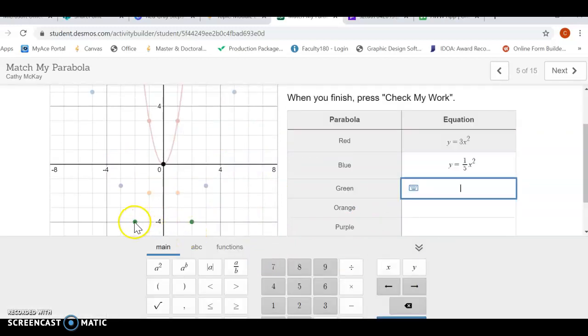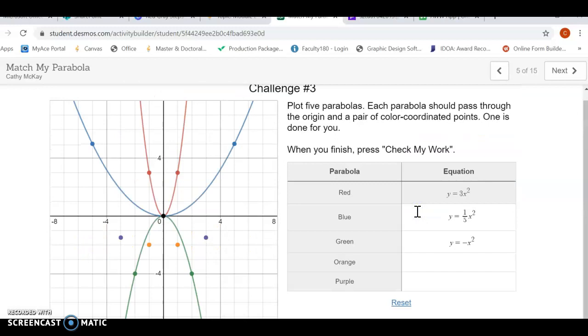Now the green one, notice how this is on the bottom, okay? And notice how it is about the same, or what we would call a parent function, but it's negative, which means it's going to go down. See, all those parabolas that we've been doing have been going up, which means it looks like a U, but these ones look like they're going to be going down. So I'm going to do y equals negative x squared, and I'm going to check my work and look at that green one. That one went really well.